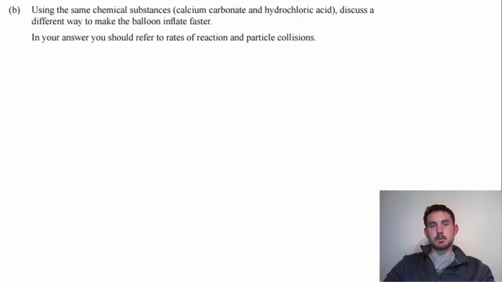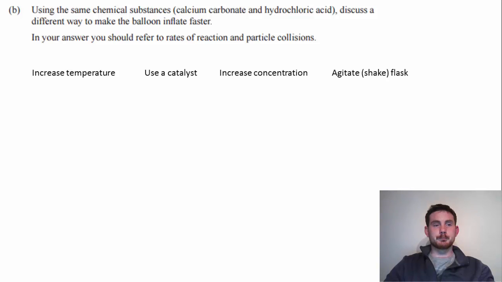So decreasing the particle size is one way of increasing the rate of reaction. There are alternatives, and here we've got to describe or discuss a different way that we could use to make the balloon inflate more rapidly. So here's some options. You could discuss an increase in temperature. You could talk about the use of a catalyst. You could increase the concentration of one or both reactants, or you could agitate or shake or disturb the flask as the reactions are going on. And so I think I've picked two of them to talk about.